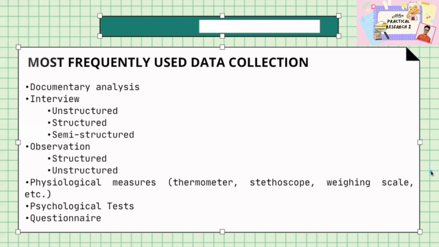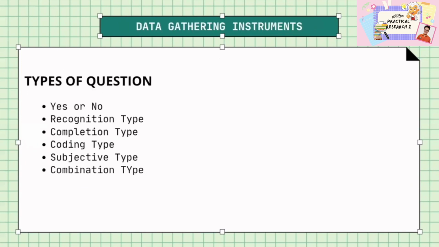Let us now proceed to the types of question. But before I proceed there, I just want to emphasize the importance of your review of related literature and studies. In a full-blown research, review of related literature and studies are very important because in doing your research questionnaire, the indicators should be derived from the review of related literature and studies in order for your questionnaire to be valid.